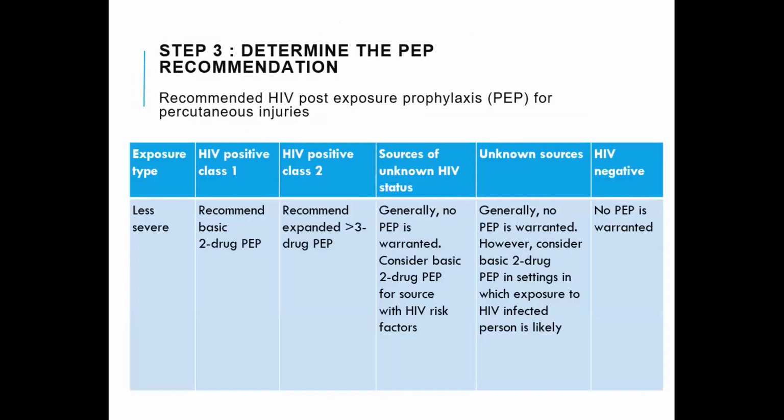Next, we need to determine the PEP recommendation. Based on the exposure, if it's less severe exposure, usually for HIV positive class 1, we just give a basic 2-drug PEP. But if it's positive class 2, we need to give an expanded PEP of 3 or more drugs. But if the source is unknown, usually no PEP is warranted, but consider basic 2-drug PEP for a source with HIV risk factors. An unknown source is the same, where we can also consider basic 2-drug PEP. However, if HIV negative, no PEP is warranted.